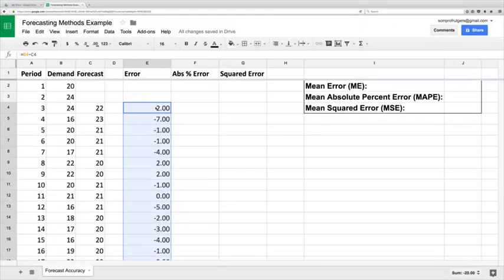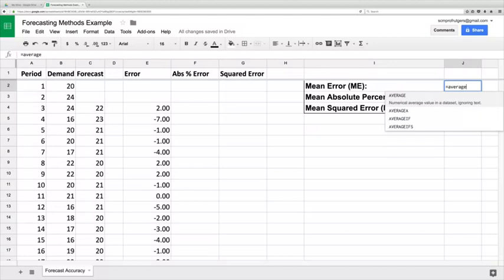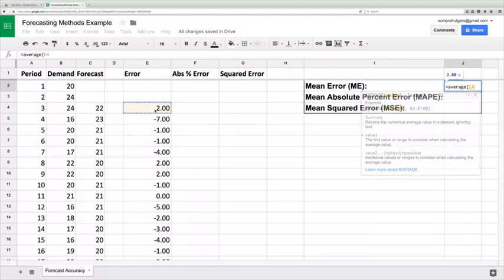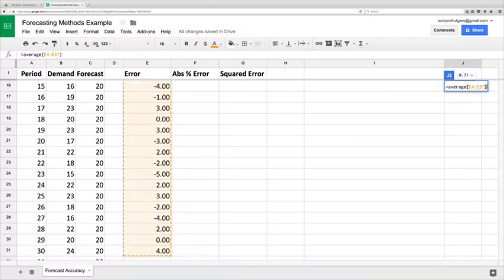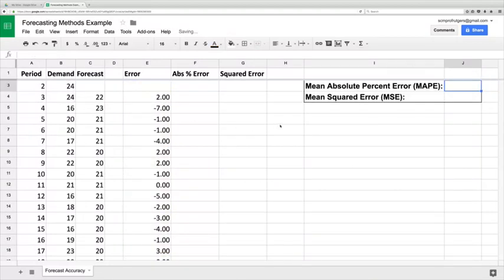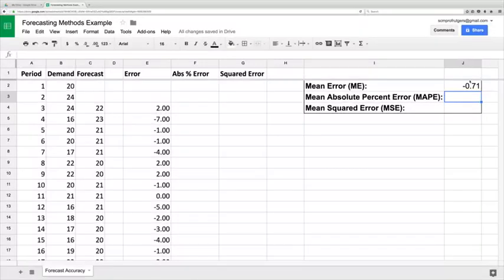To calculate the mean error, then what we do is we go over here where I created a spot for it, and we take the average of all of these errors that we have. And there we have it. Our mean error in this example is negative 0.71.